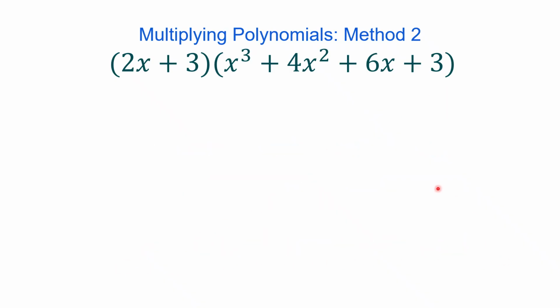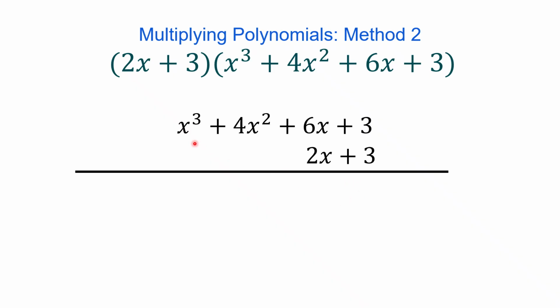Now, let's do it a different way. This is just like regular multiplication. I'm going to write the long polynomial at the top, which is x to the third plus 4x squared plus 6x plus 3. Multiply that by 2x plus 3. Just like in regular multiplication, I'm going to first multiply everything on the top with 3. 3 times 3 is 9. 3 times 6x is 18x. 3 times 4x squared is 12x squared. 3 times x to the third is 3x to the third.